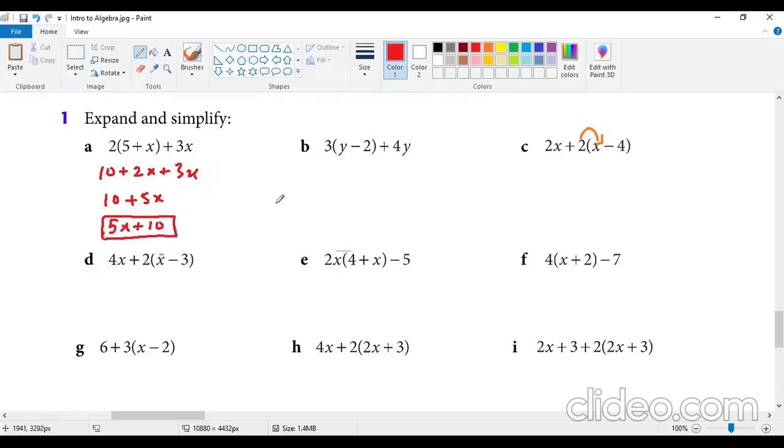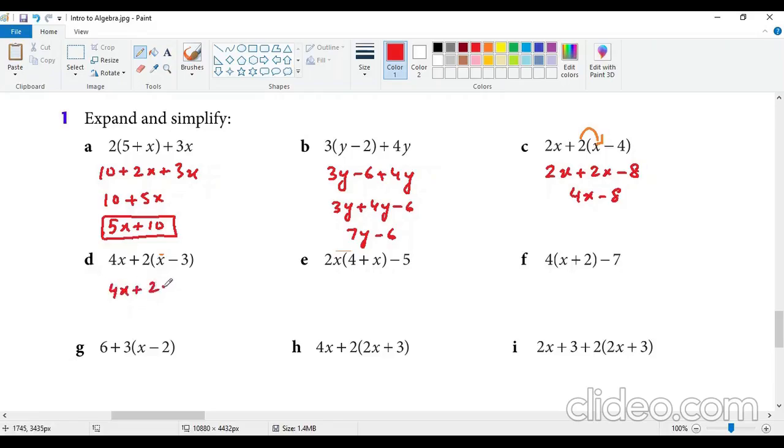This will give you 3y minus 6 plus 4y. That means you write 3y plus 4y minus 6, which means 7y minus 6 is going to be your final answer. Question number C is 2x plus 2x minus 2 times 4 is an 8. This will give you 4x minus 8. In the next question, 4x plus 2x, plus minus is a minus. 2 times 3 is a 6. This will give you 6x minus 6.